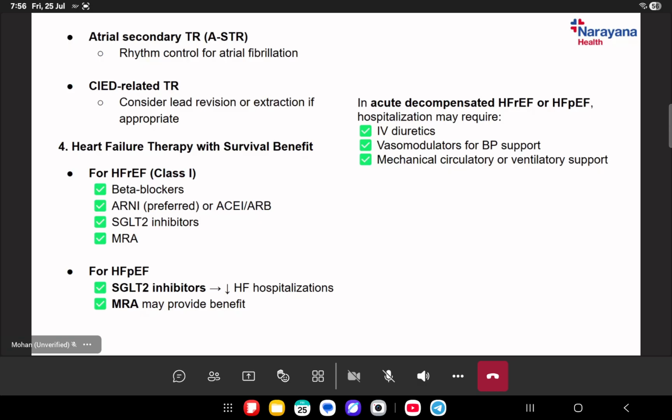So lastly, we have class 1. For reduced EF, we use drugs like beta blockers, ARNI, SGLT2 inhibitors, and mineralocorticoid receptor antagonists. For HFpEF, SGLT2 inhibitors and MRA can provide benefit. In acute decompensated heart failure, we will need hospitalization and IV diuretics, vasomodulators for BP, and then mechanical circulatory and ventilatory support, which is the last stage.